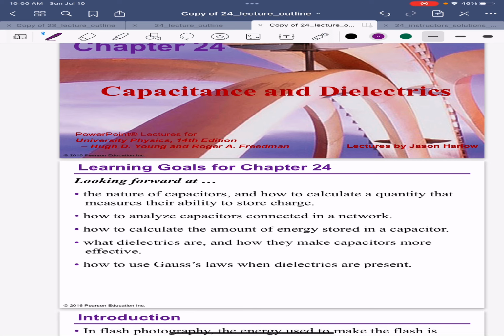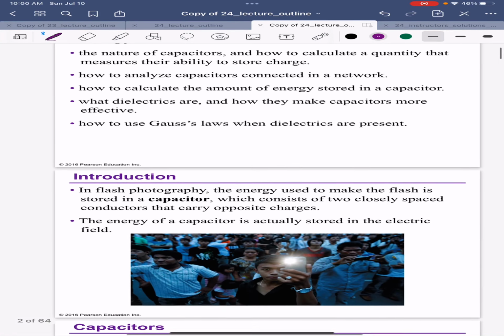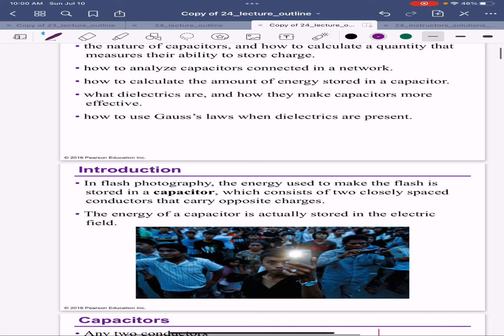How to calculate the amount of energy stored in a capacitor, and how we can make capacitors more effective by adding dielectrics. And finally, we will learn how to use Gauss's law when dielectrics are present, and we will solve, of course, problems on each of these.